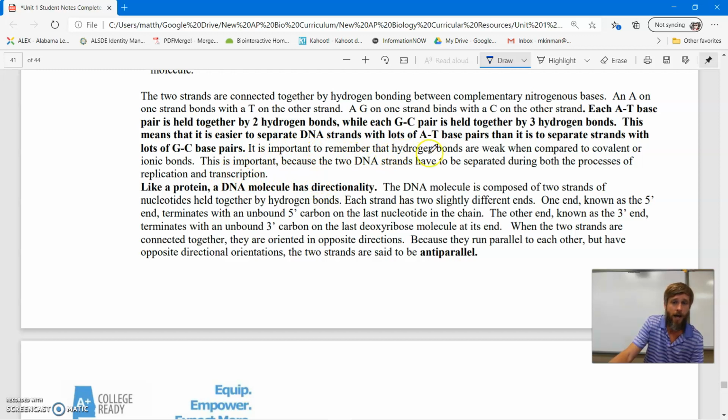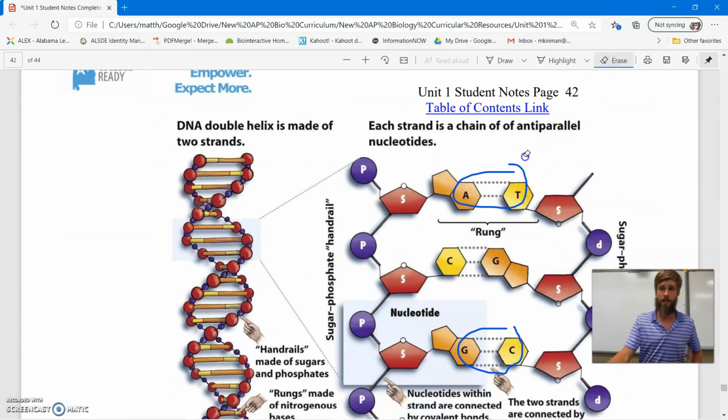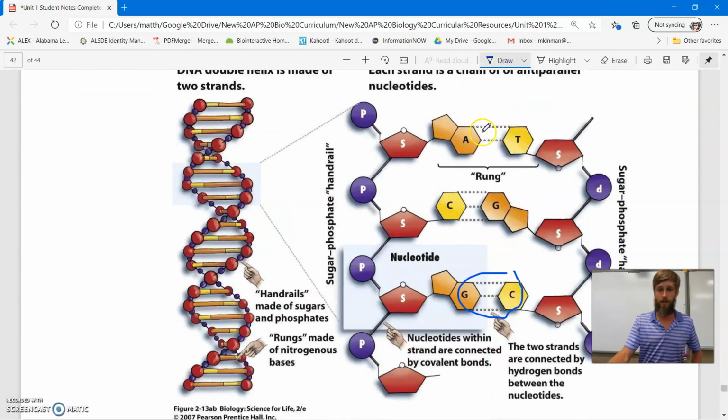It is important to remember that hydrogen bonds are weak when compared to covalent or ionic bonds. This is important because the two DNA strands have to be separated during both processes of replication and transcription. So let's say that we are going to undergo mitosis. We're going to need this DNA to split in half to make two new strands. So what is the importance of hydrogen bonds being here and not some other type of bond? Hydrogen bonds are weak, so they're easy to break apart to make the two new strands. If these were covalently bonded together, it would require more energy to break these apart.